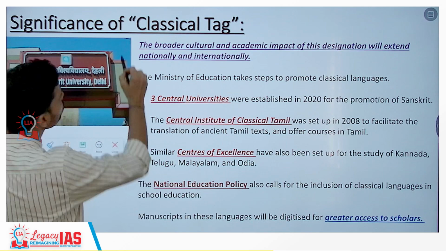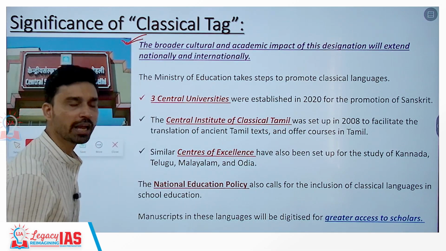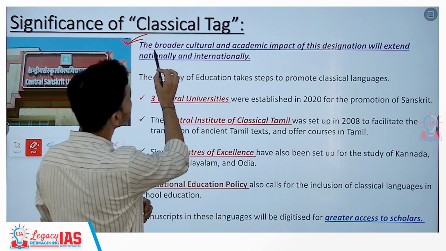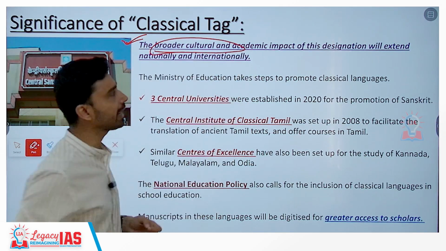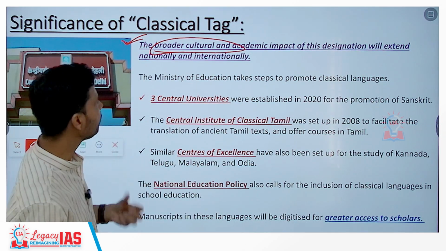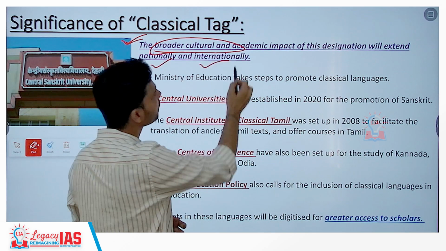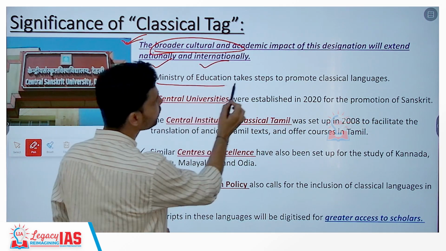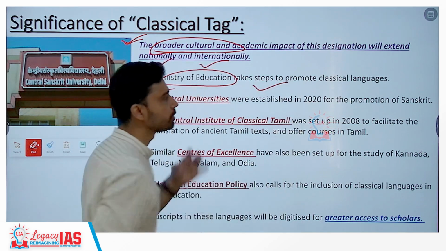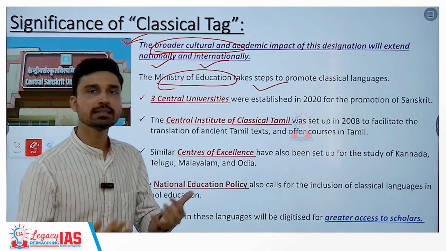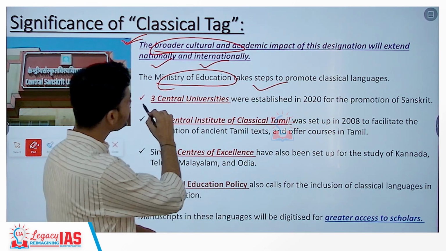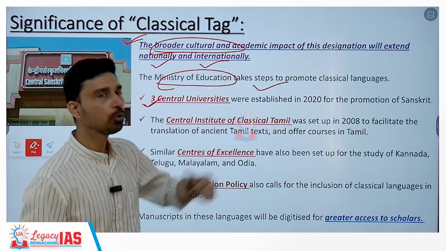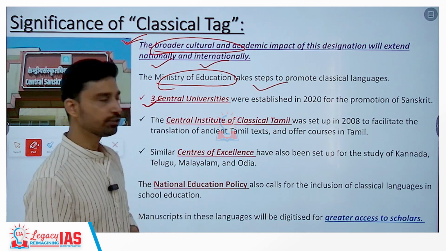Now, let us talk about the significance of the classical tag as per the officials of the Ministry of Culture. They believe that it will create a broader cultural and academic impact on the language itself, not only within the country, but even at an international level. The Ministry of Education takes many steps to promote languages when they get classical status. For example, 3 central universities were established in 2020 for the promotion of Sanskrit, as it is a classical and ancient language.